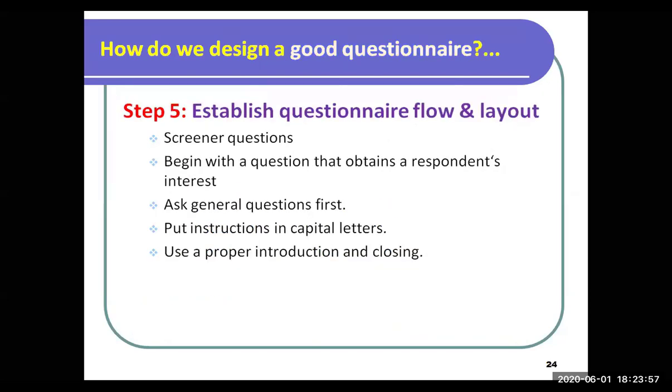Step 5 is to establish the questionnaire flow and layout. After preparing the questions, screen them for the relevance of each question to your specific objectives. Begin with questions that obtain the respondent's interest first, so that you can subsequently raise other questions. Ask general questions first, like sex. Usually the biographical information is raised at the beginning. Then gradually you go to the required specific questions. Put instructions in bold capital letters. Use a proper introduction at the beginning and acknowledge the respondent at the end.